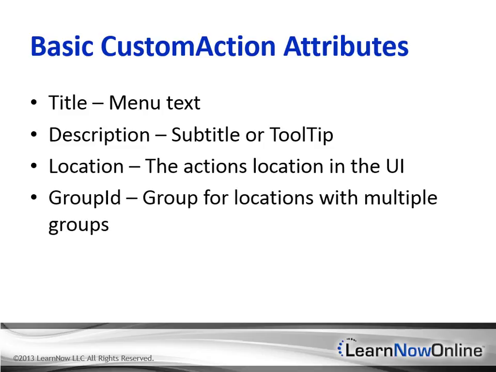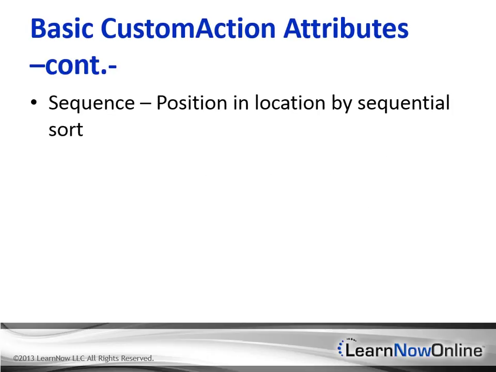A group ID, which is the group for locations with multiple groups. Sequence is the position in location by sequential sort. So if there are other items, say for example in site settings, you can control the sequence number in which your custom action will appear. And so the higher the number, the lower your custom action will show up.